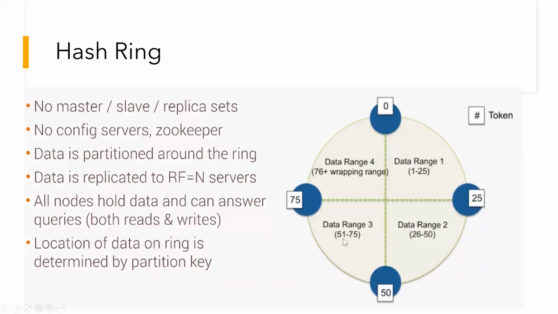So the data location on the ring is always determined by the partition key. This is where the concept of the partition key comes in, wherein it is mandatory when you are defining your table. It is always mandatory that you provide a partition key. If you don't provide a partition key, it takes your primary key as the partition key. If you provide a partition key, it takes that particular thing. Any questions?